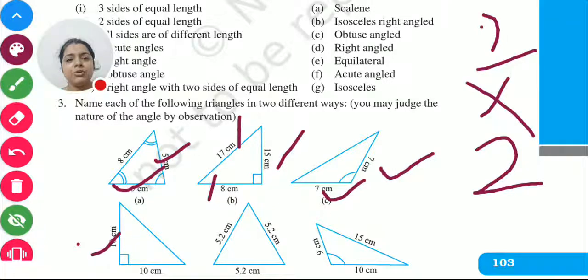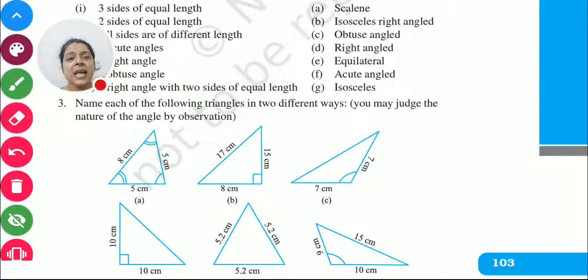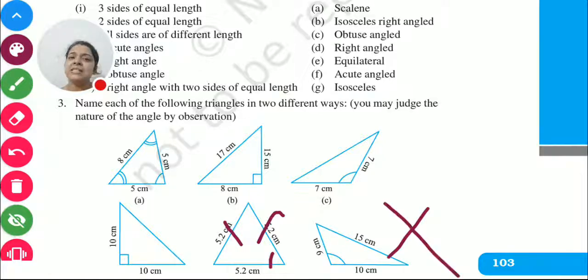Here again you see 2 are matching, but along with that it has a right angle. 2 are matching, along with that is a right angle. So what do we call it? Isosceles right angle triangle. In this one you see all three are matching, so it is equilateral. And the last one we have is 9, 10 and 15. None of them match, so it will be scalene.